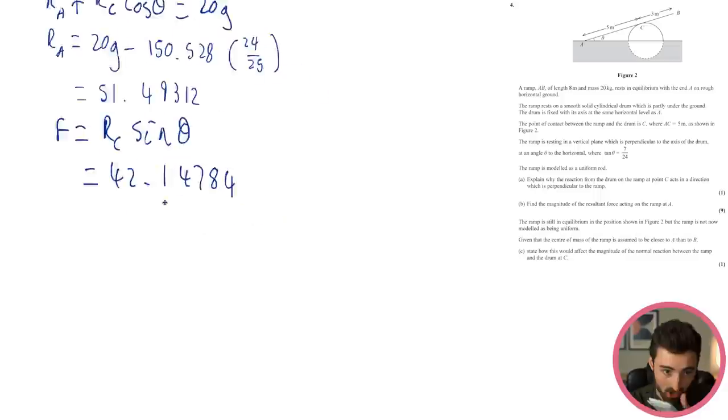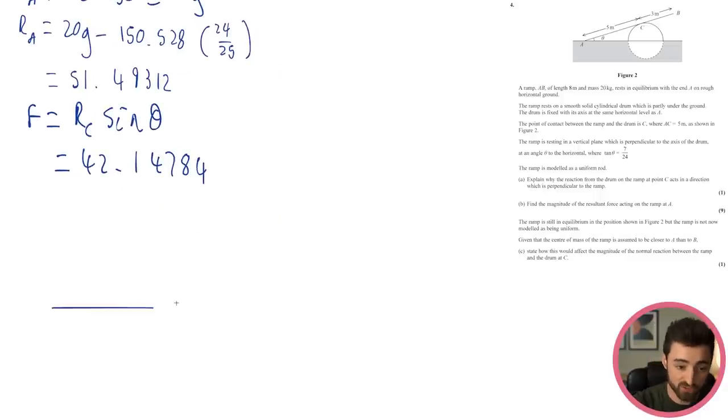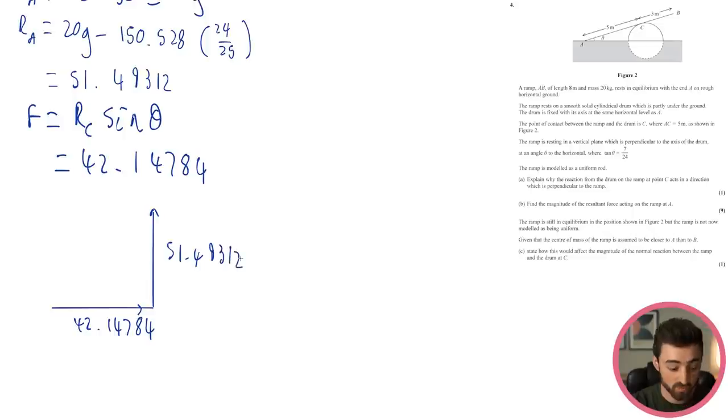We're getting there, because what's happening at A? We have a frictional force going this way of magnitude 42.14784. And then we also have this reaction going upwards of 51.49312. So in total, the resultant of what these forces are trying to do, they're trying to take it up here, aren't they, in this diagonal. So how am I going to get that? I'm just going to use Pythagoras. So the resultant at A, we can just do something like that.